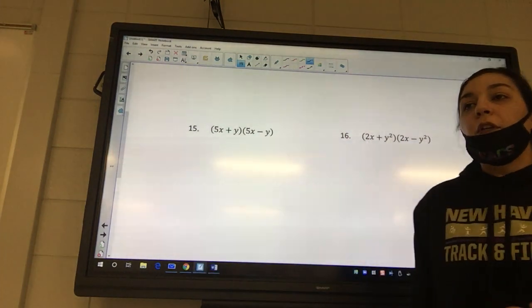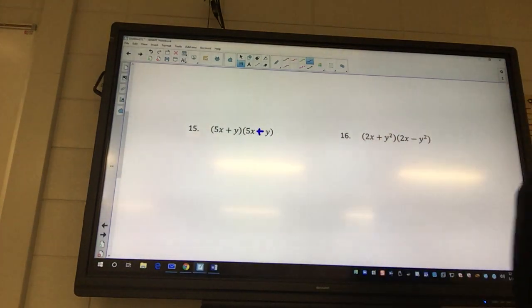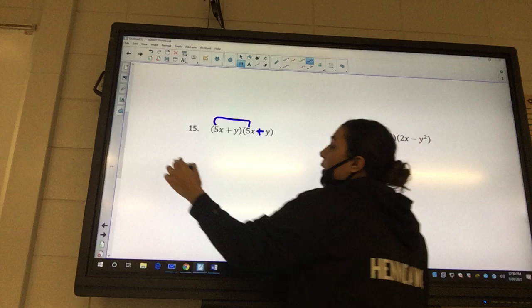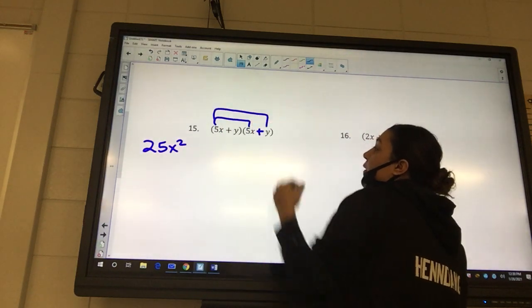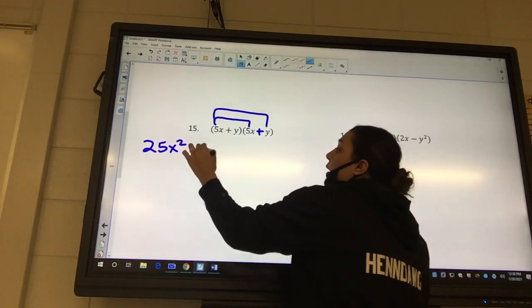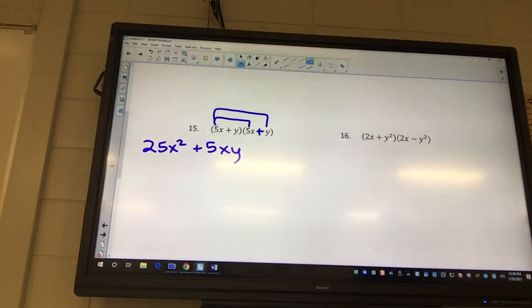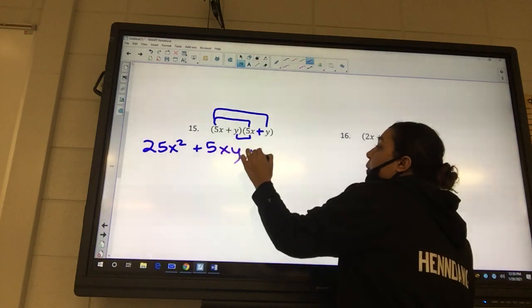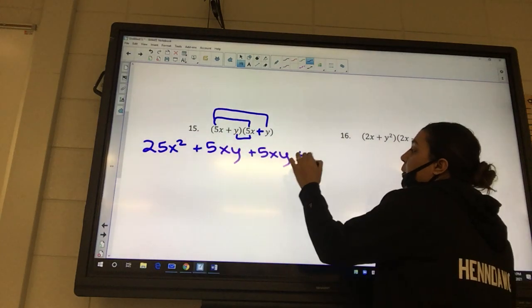Okay, 15. I want you to do this because I didn't put any on here. Change this to a plus sign. Okay, so we're going to multiply the firsts together. So you get 25x squared. The outer is going to be plus 5xy. We have an x and a y, we don't combine those together. And then the inner is going to be plus 5xy. And then the last is going to be plus y squared.